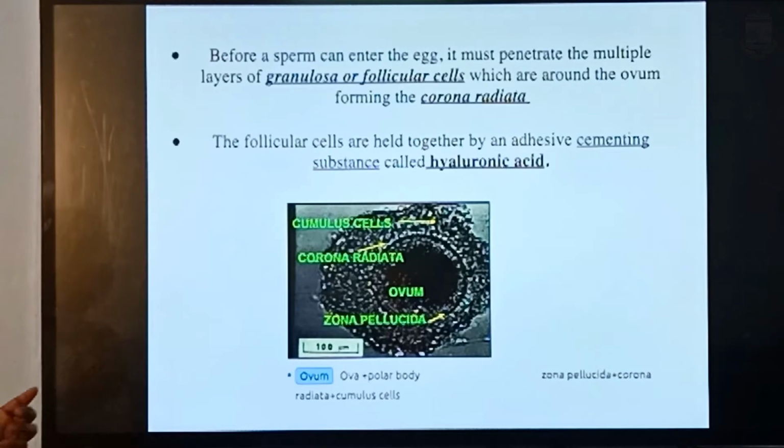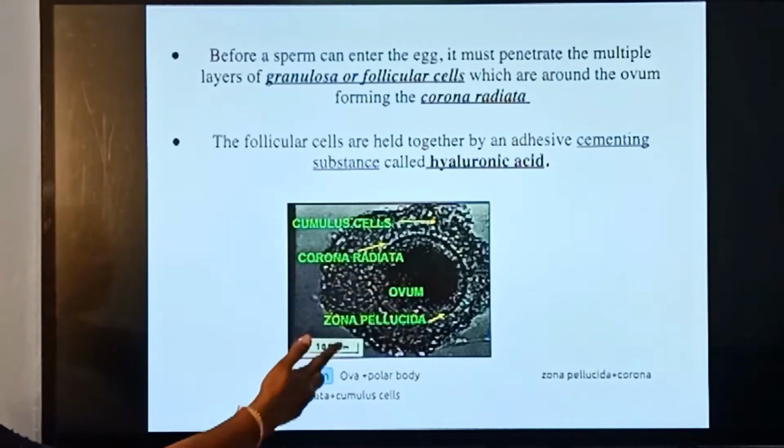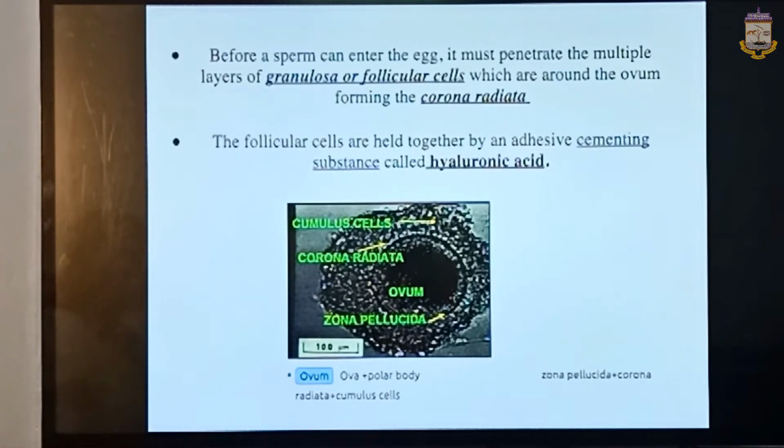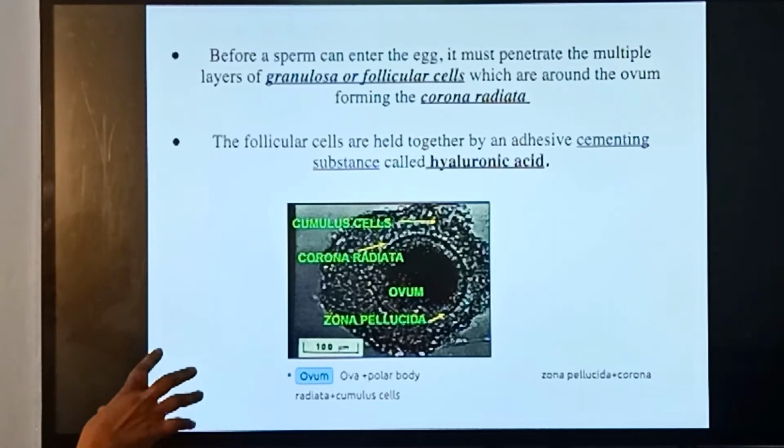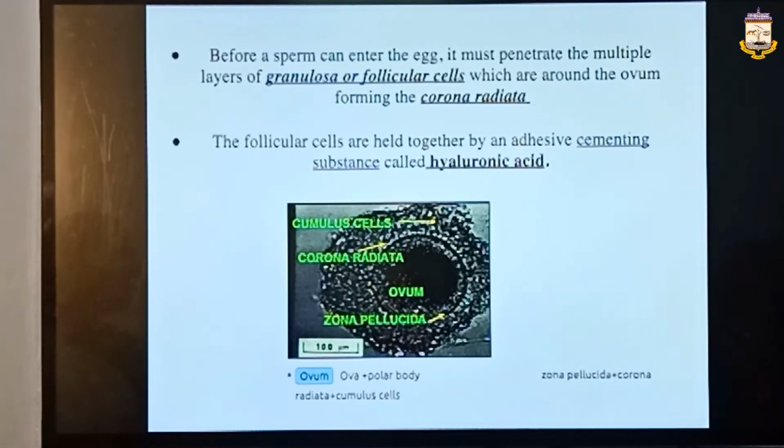Before that, let us see what is happening to the egg. The egg has cumulus cells surrounding it, with the corona radiata as a layer and then the zona pellucida. Inside you can see the ovum and then the polar body. Everything is a constituent here. This has a tight junction, due to the adhesive cementing substance, what you call hyaluronic acid, which is responsible for the tight junction of the follicle cells here. So this is the reason why the sperm is unable to enter very easily.